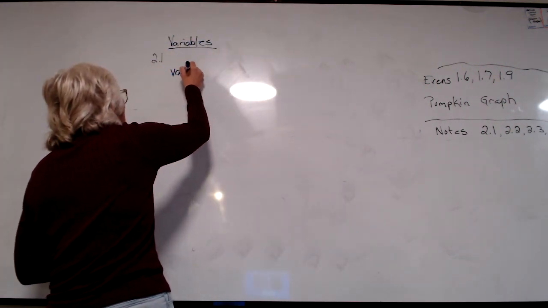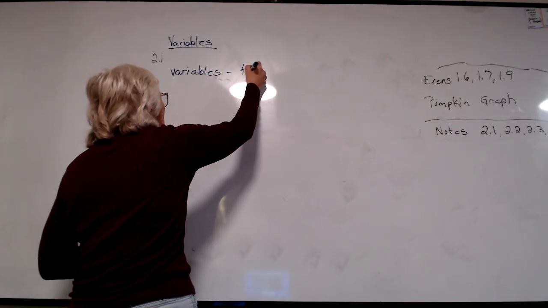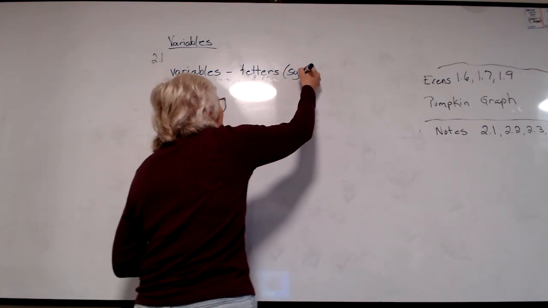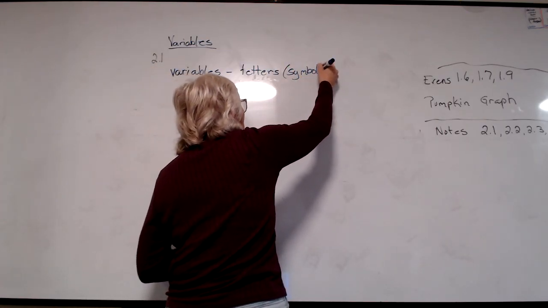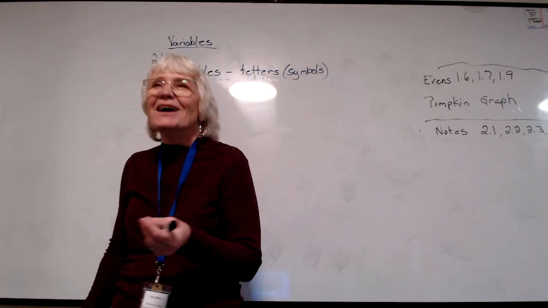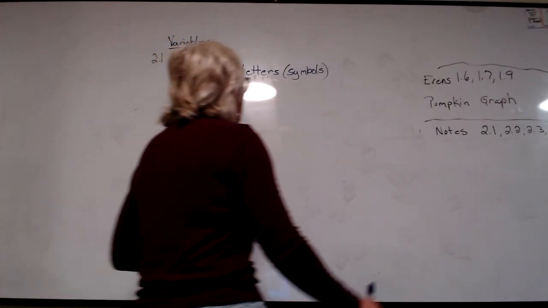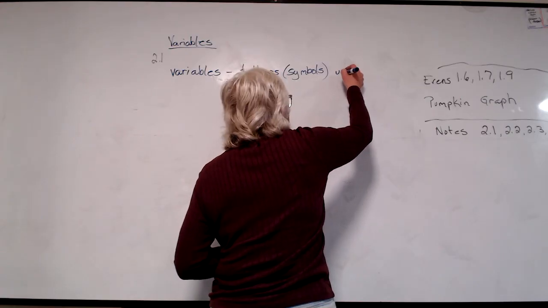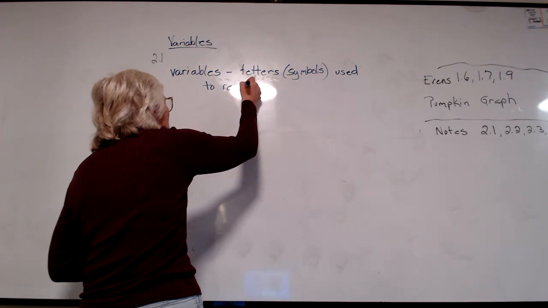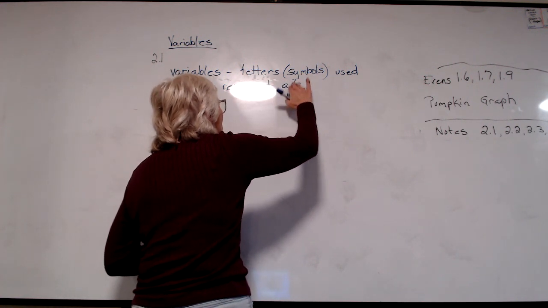Variables are letters usually. They can also be other symbols. They are not usually used as other symbols unless you get very high up in math. So we usually just use letters. Variables are letters or symbols used to represent a number or numbers.